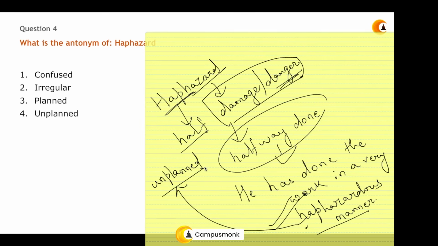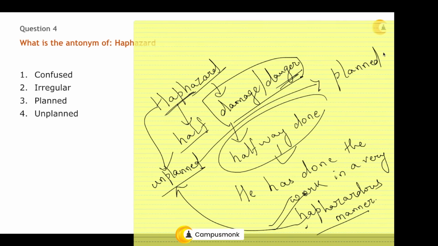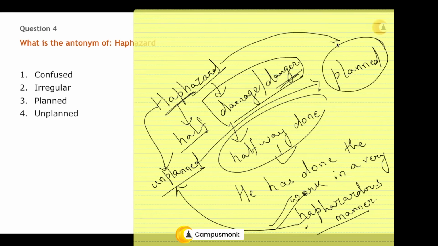Okay, so if haphazard means it's unplanned, what is the opposite of unplanned? It's planned, right? The opposite of unplanned is planned. So haphazard's opposite will also be planned. So if you look at the option, it's confused. So synonym of planned can never be confused. If you're planned, you're not confused. Okay, then it's irregular. So if it's planned, it can't be irregular. Next one is planned and the last one is unplanned.